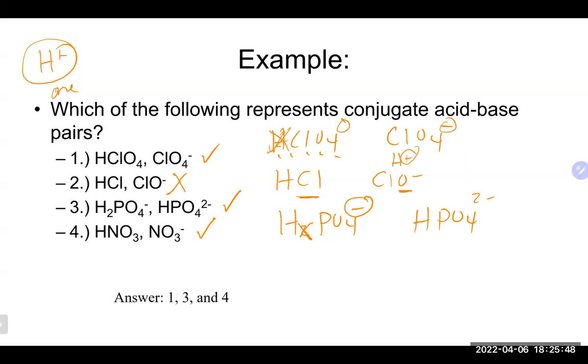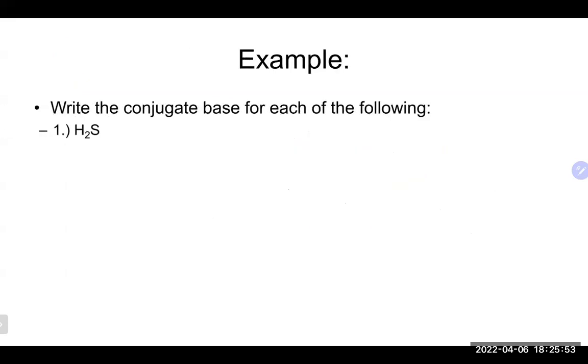It looks like everybody but 2 in this case. All right, so for each of these here, why don't you write the conjugate base for each of these? Okay, let's take a look.